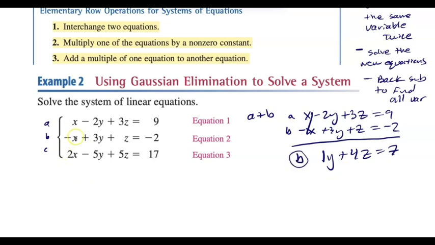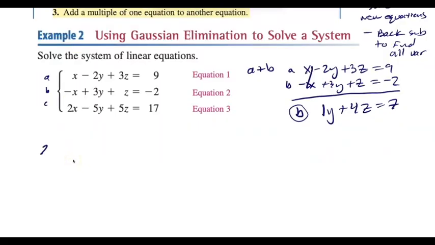We want to cancel out x one more time. You can do it with any 2 things you want. You can do it with these 2. You can do it with a and c, whatever. I'm going to do 2 times b, then I'm going to add that to c. If I times row b by 2, it's going to become a negative 2 here. And I can add it to c and it'll cancel out.